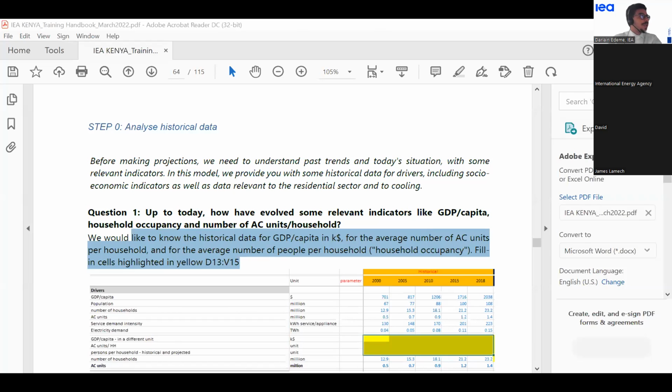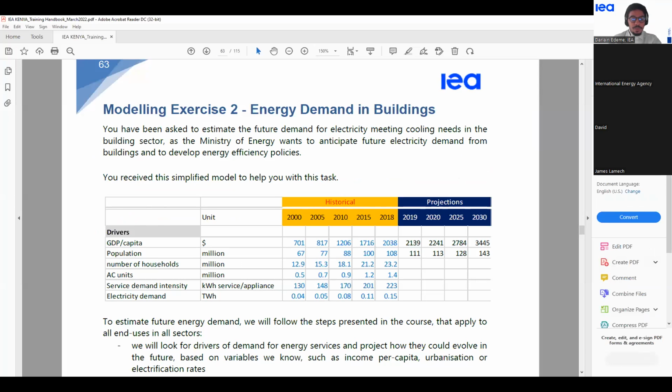Okay, so you should be able to see the exercise of today, the modeling exercise for today. Okay, can you see it? Yeah, I think so.